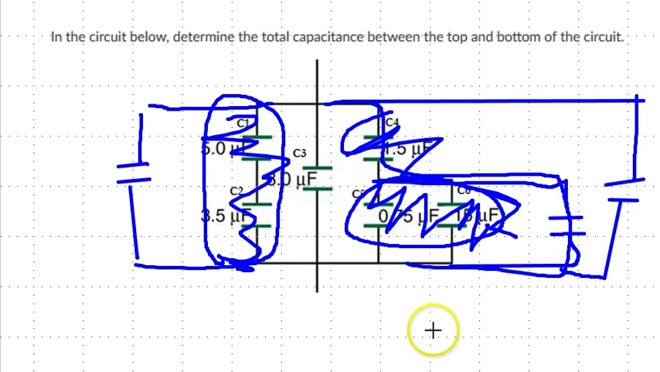Now what do you have? You have a circuit that has 1, 2, 3 capacitors that are all in parallel. You're going to combine them by adding them directly because capacitors in parallel add directly. And that's going to give you your total capacitance from the top to the bottom of this circuit as one single capacitor. Hopefully that helps.